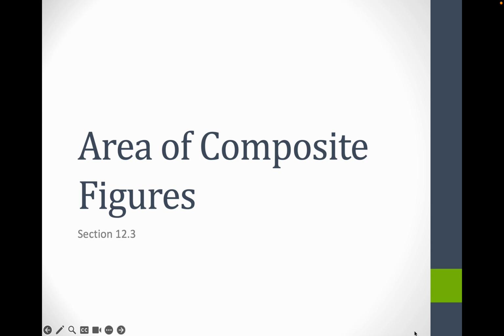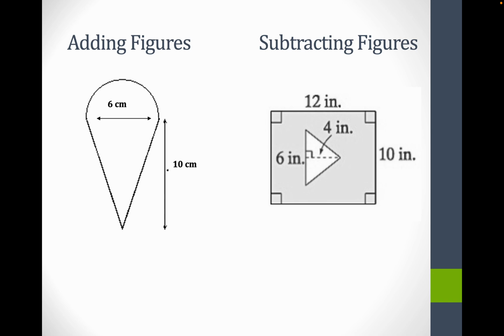Learn how to find the area of composite figures. There are different strategies to finding the area of composite figures, which is a figure that is made up of multiple other shapes that we know how to find the area of.